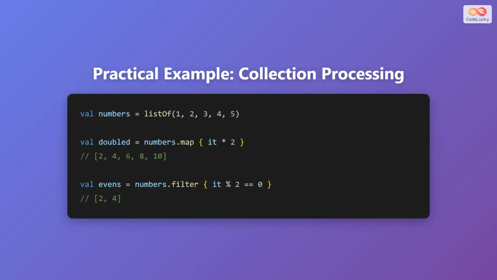Higher-order functions really shine when working with collections. Kotlin's standard library includes powerful functions like map and filter that accept lambdas. Here we have a list of numbers from 1 to 5. The map function transforms each element by applying a lambda. In this case, we multiply each element by 2, giving us 2, 4, 6, 8, 10. The filter function keeps only elements that match a condition. Here we keep only even numbers by checking if a number modulo 2 equals 0, giving us 2 and 4. These are higher-order functions in action.